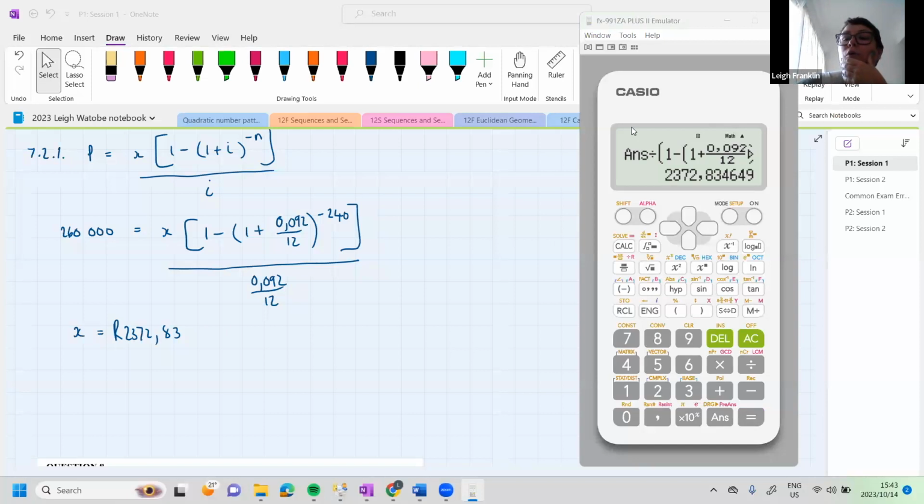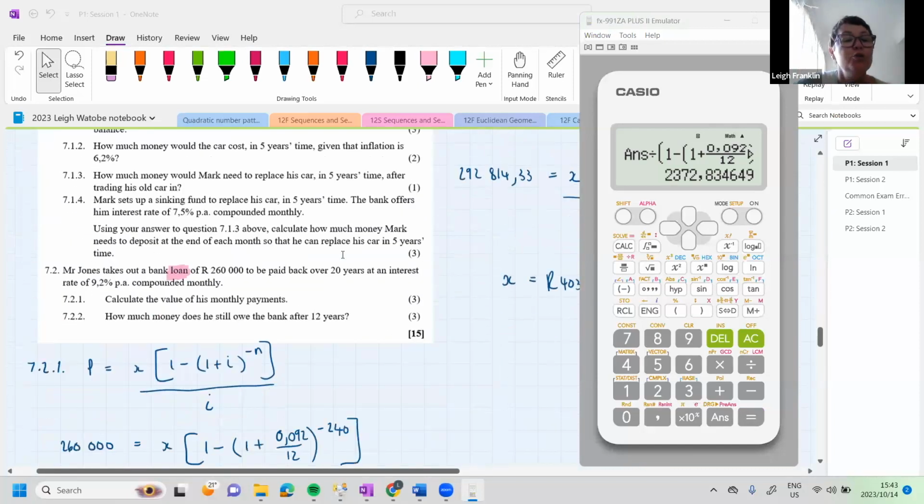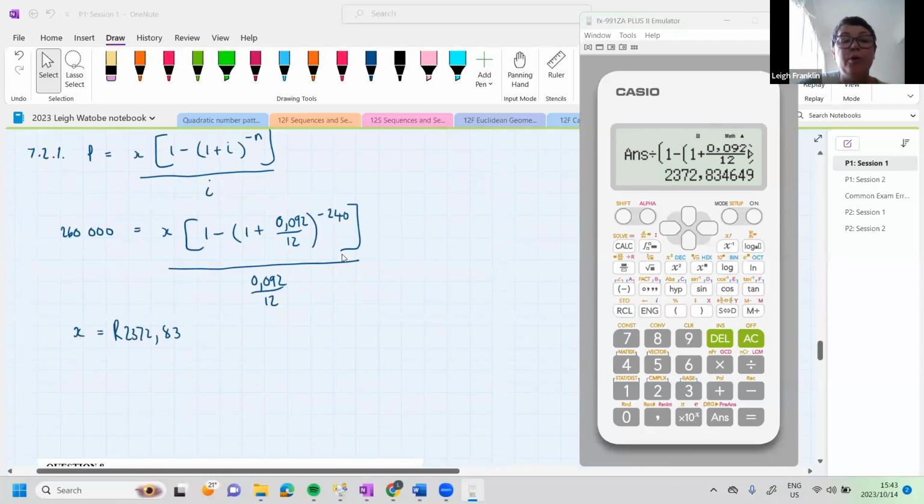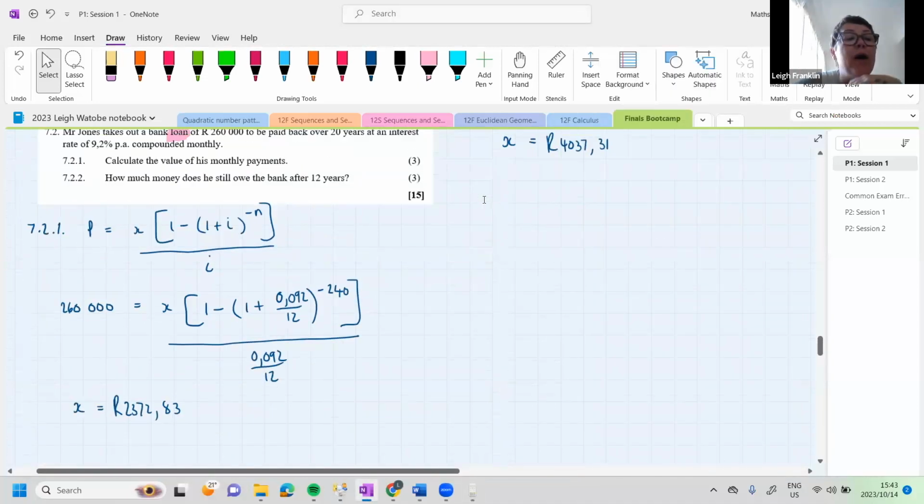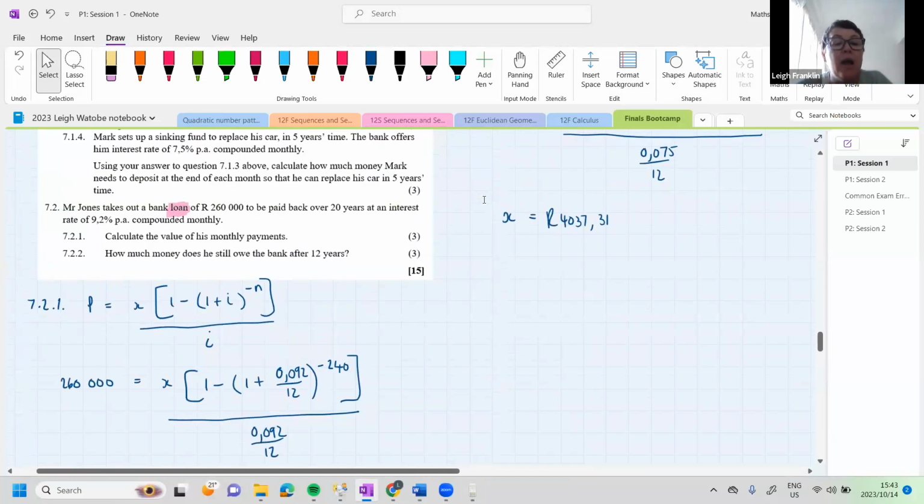Okay, you got it now. All right, lovely, cool. So now question 7.2.2, which I'm just going to close this down so that it's not in our way. How much money does he still owe the bank after 12 years?